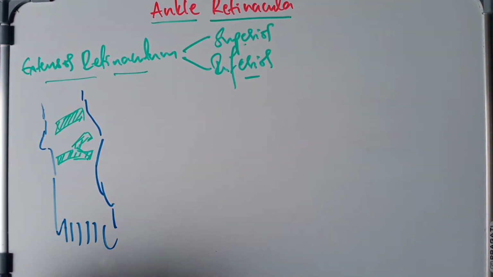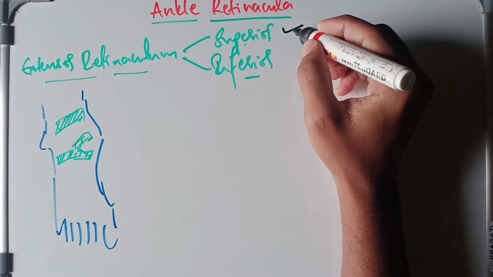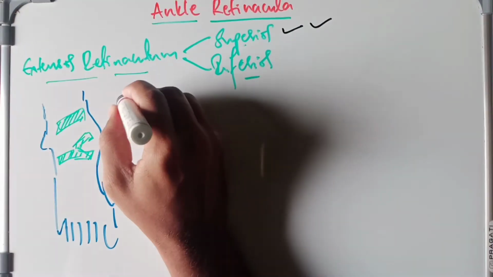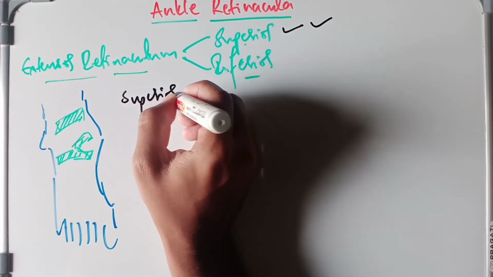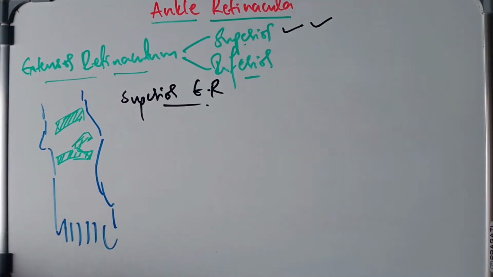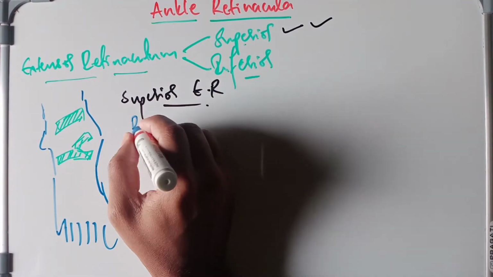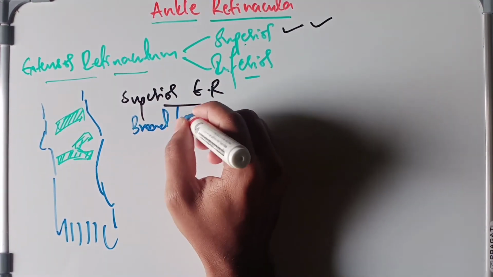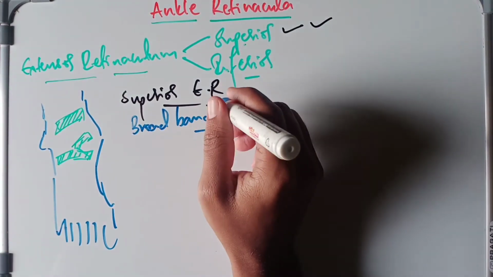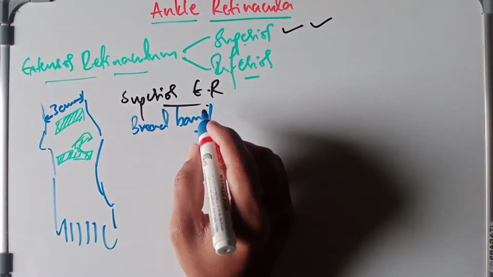So when it comes to these extensor retinaculum, we are going to discuss them in terms of the attachments of the retinaculum as well as the relations of the retinaculum. So basically I will be beginning with the superior extensor retinaculum. I will be naming it as ER, superior extensor retinaculum. This is actually a broad band of the deep fascia, and it is just situated above the ankle. The width is up to 3 centimeters.